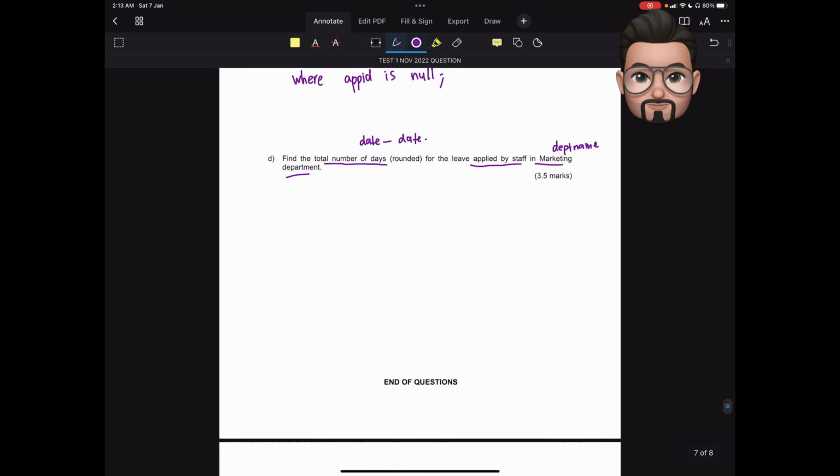So by right, what do you need to do? Select. Now they want the total. What is meant by total? We need to do sum. Sum of the date minus date, but they want it to be rounded. So over here it has to be round. So we need to sum and round. Round what? End date minus start date.